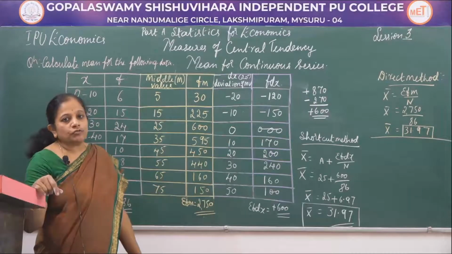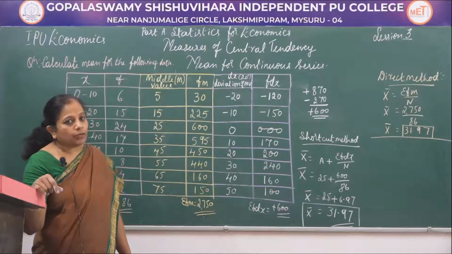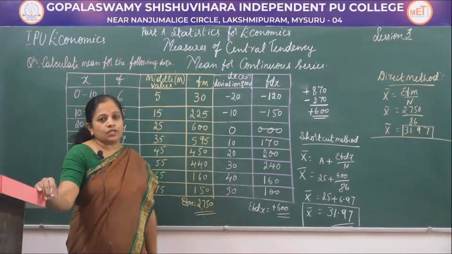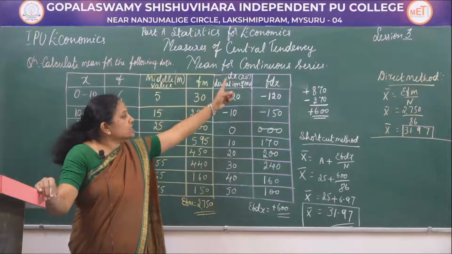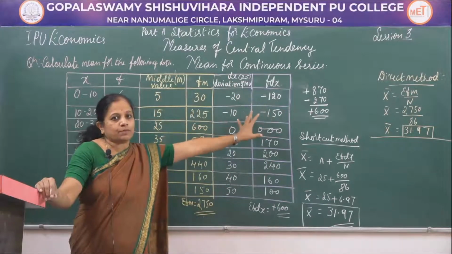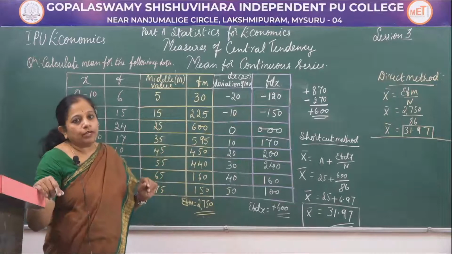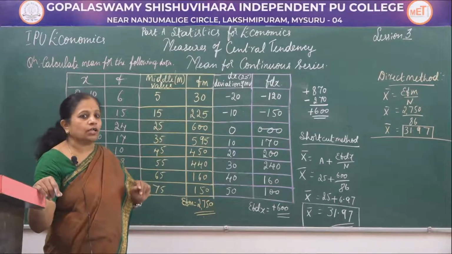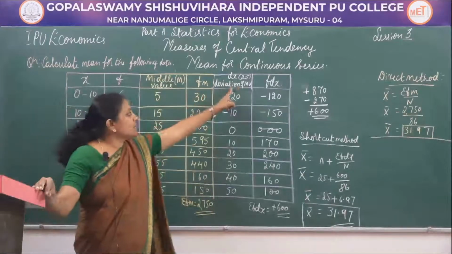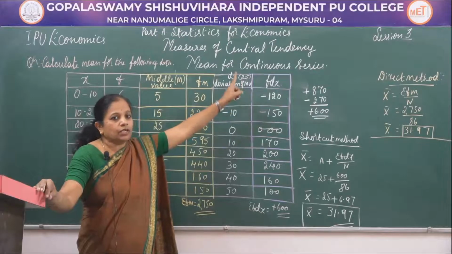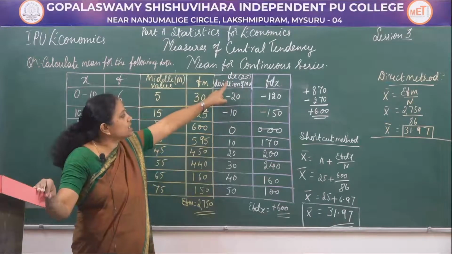Now let's learn about the calculation of mean for continuous series through the shortcut method. For the calculation of mean for continuous series through the shortcut method, we have to do another two steps. These are the two steps required. The first step for the calculation of the mean through the shortcut method is dx.